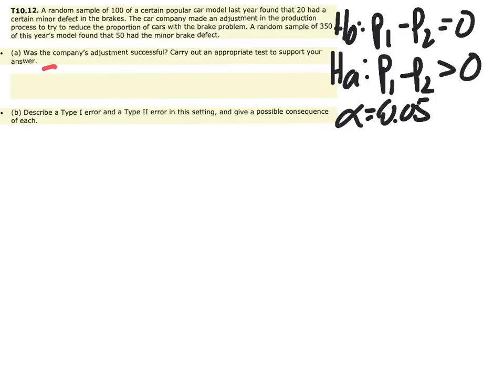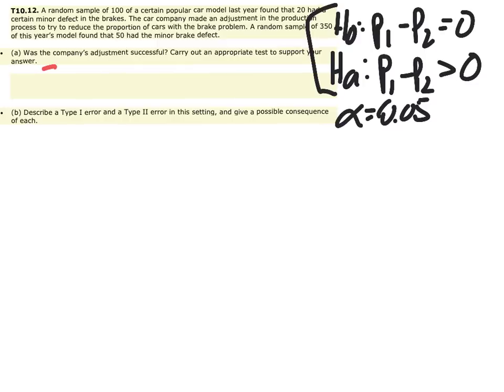So you are going to have to do state, plan, do, and conclude. I already jotted down the hypothesis here, but for the state portion, it's put together, but you have to actually define your variables. The hypothesis is that P1 minus P2, that there is no difference. And we're going to define on your paper that P1 is last year's model, P2 is this year's model, and the proportion of cars with brake issues. But we think that last year's model is going to be higher than this year's model, so the difference between P1 minus P2 should be greater than 0. And I'm choosing a 5% for my alpha or my confidence level.